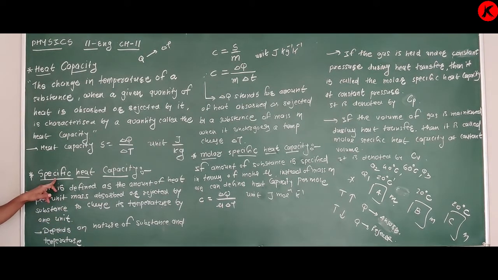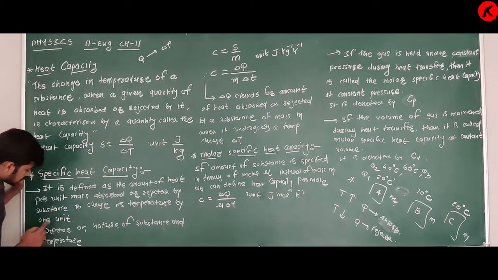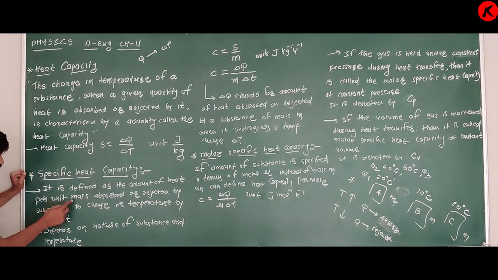Yes, because in this case mass and temperature, they are specific. Okay, you see, to change its temperature by 1 unit of unit mass. Okay, so yes, it is specific heat. What is the definition? It is defined as the amount of heat per unit mass absorbed or rejected by a substance to change its temperature by 1 unit.